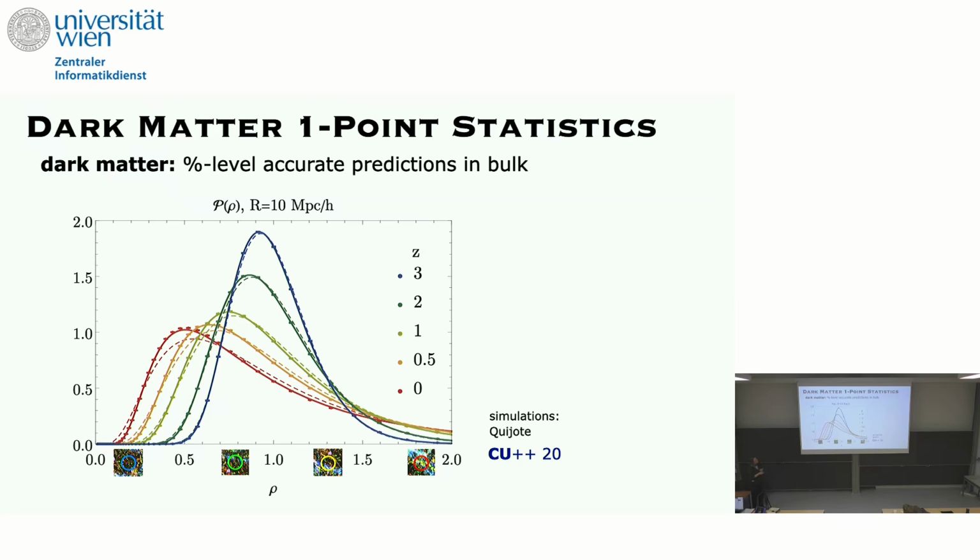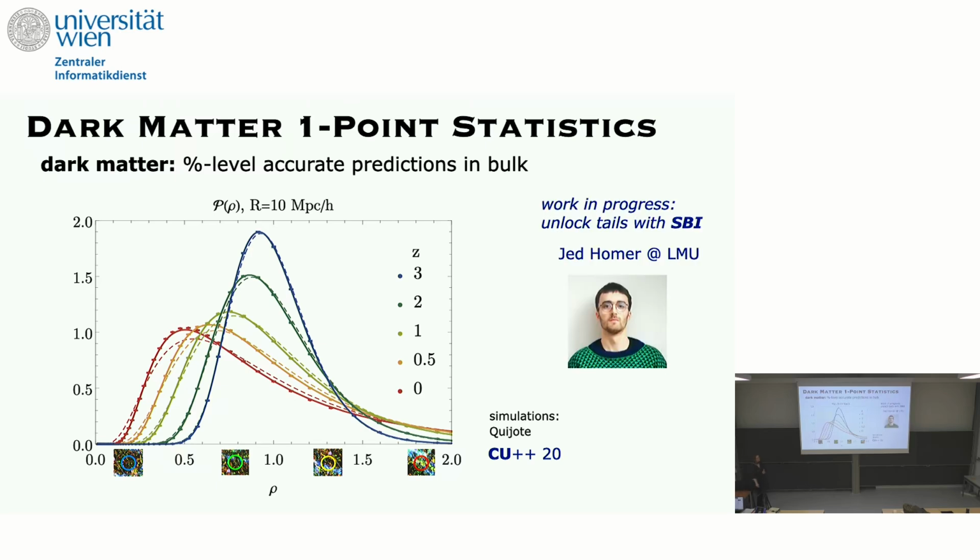So although it's called large deviation statistics, in principle, it's sort of accurate in the kind of 2 sigma region around the peak, right? If you go deeply into the tails, there are lots of reasons why this shouldn't work. So Jed in Munich is working on trying to unlock the tails of the probability distribution with SBI. Right. So let's go to the problems, right?